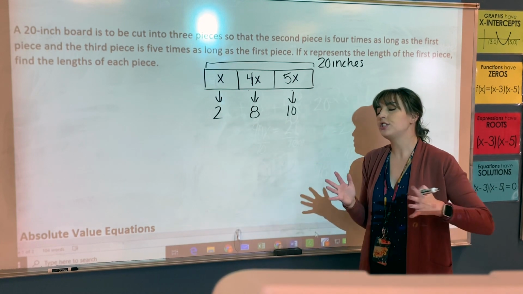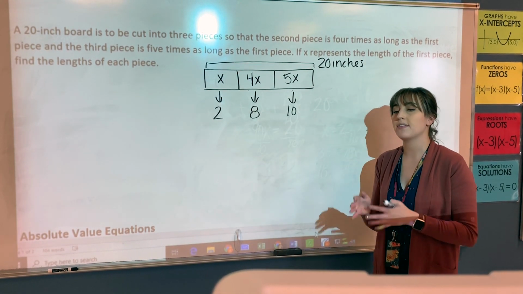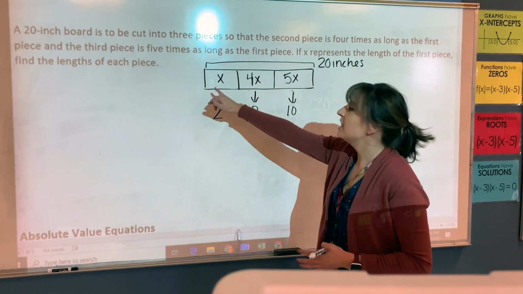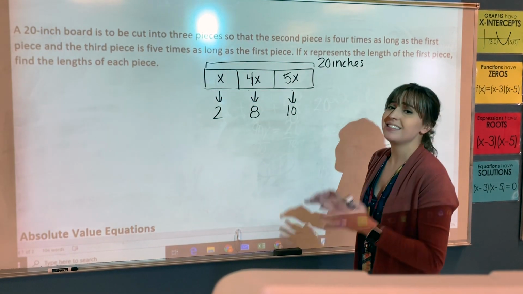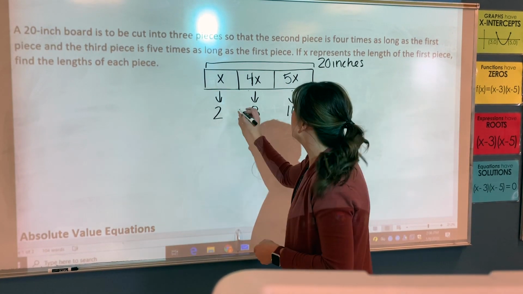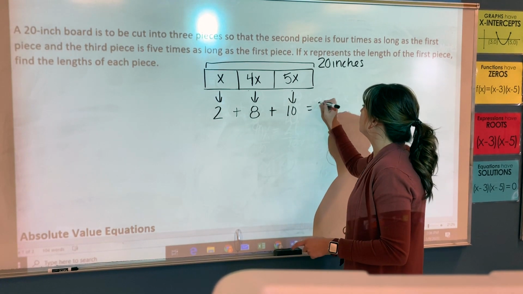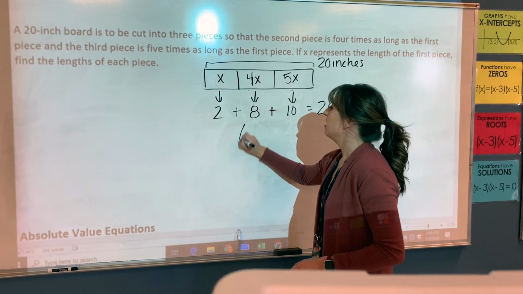Okay, so let's just say I found all of these answers and I wasn't quite sure if I was right. Well, we still know that all three of these pieces added together should equal 20 inches. So to double check your work, you could add 2, 8, and 10 together and see if that equals 20 inches. 2 plus 8 is 10.